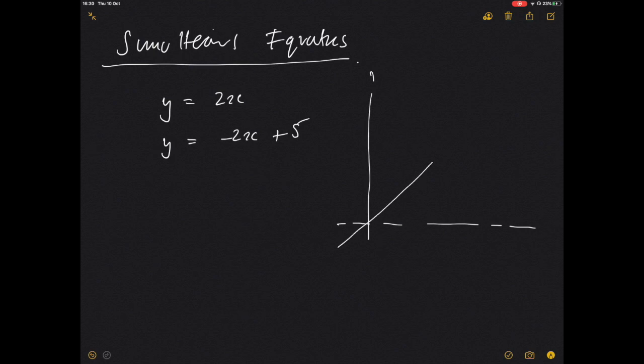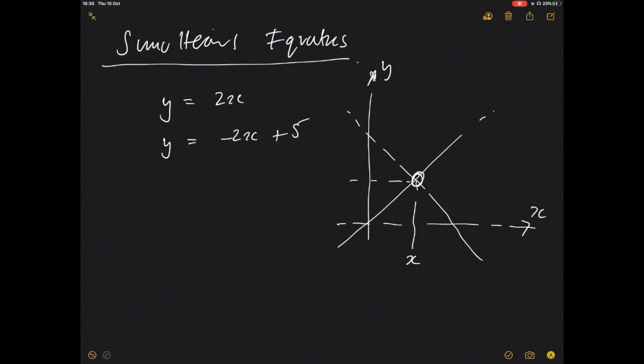So this would be crossing through 0, and this crossing through 5, and we have a y-axis and an x-axis. We want to find out where these two lines cross. This could be a surveying point, or something that you're looking at in your studies. If we wanted to find the coordinates of x and y, we could sub these two into each other, or we could do simultaneous equations to help us do this.